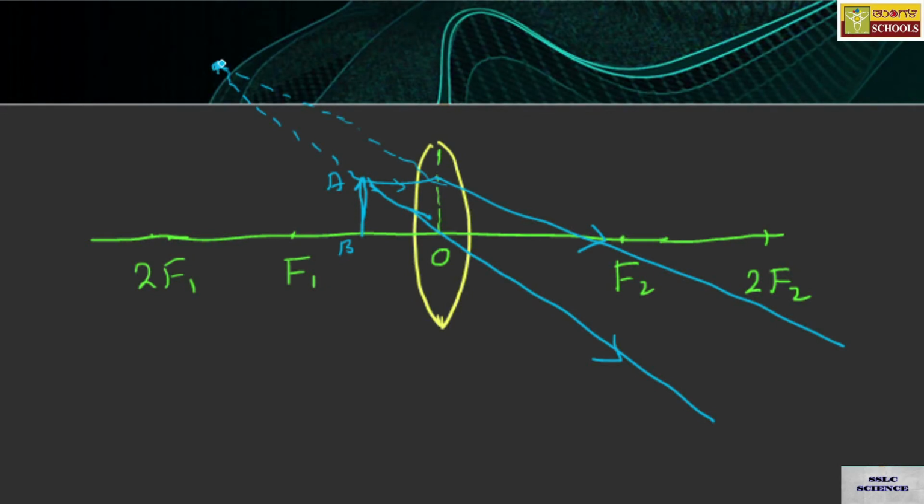So somewhere here, assuming you will have the image like this. So this is B dash, A dash. So A dash, B dash is the image, AB being the object. This is how we are drawing this. I hope you're satisfied with the way we are looking into it. So this is about the image formation by convex mirror at different positions. I hope you got all these points.